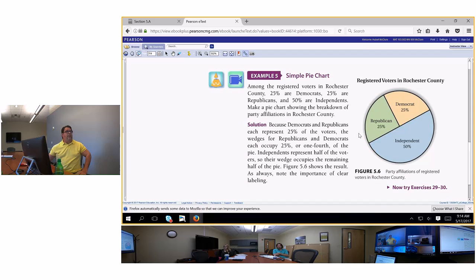There's a sample pie chart right there. They'll either ask you the percentages, or they'll give you a number like 1,000 votes and then 100 votes, and then you tell how many. That'd be 25 votes if it was 100 votes: 25 votes for Republican, 25 for Democrat, and 50 for Independent.